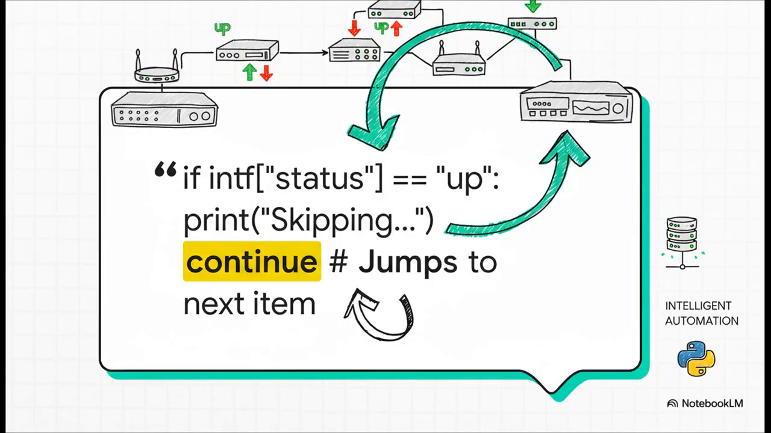Let's put this into practice. Say we're writing a script to configure any interface that's currently down. We loop through all our interfaces. The very first thing we do inside that loop is ask, is this interface's status up? If the answer is yes, we print skipping, and then we hit continue. That word immediately sends us back to the top of the loop for the next interface. The configuring line down below is never even reached.